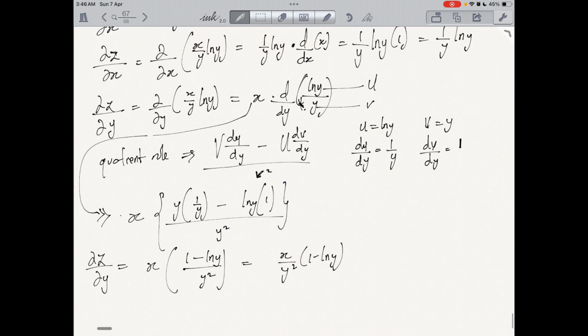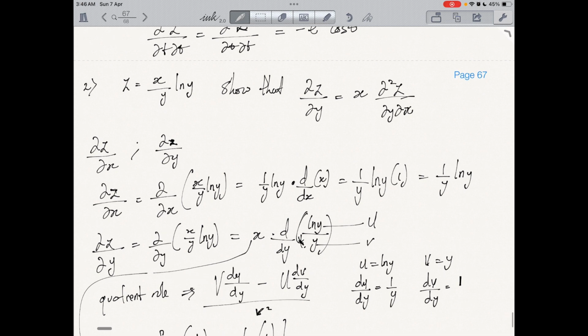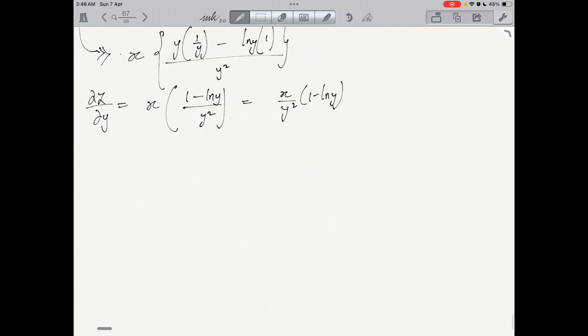Now let's go back to our question. We are asked to show that ∂z/∂y is equal to x ∂²z/∂y∂x. Now we are able to evaluate this, but now let us evaluate this. That is ∂²z/∂y∂x, that is differentiating partially with respect to y of ∂z/∂x.